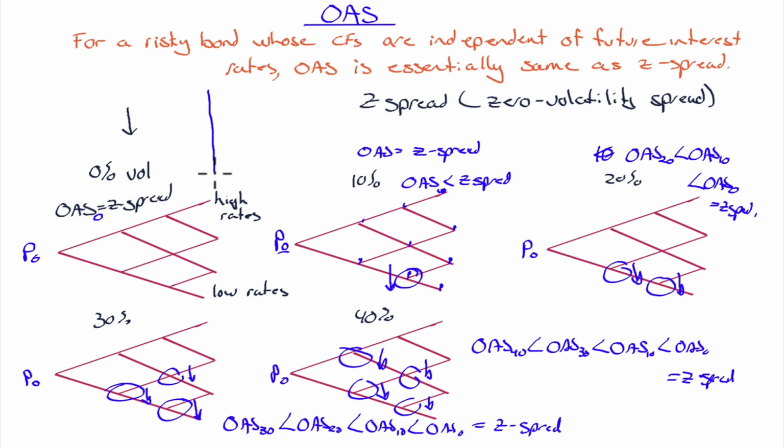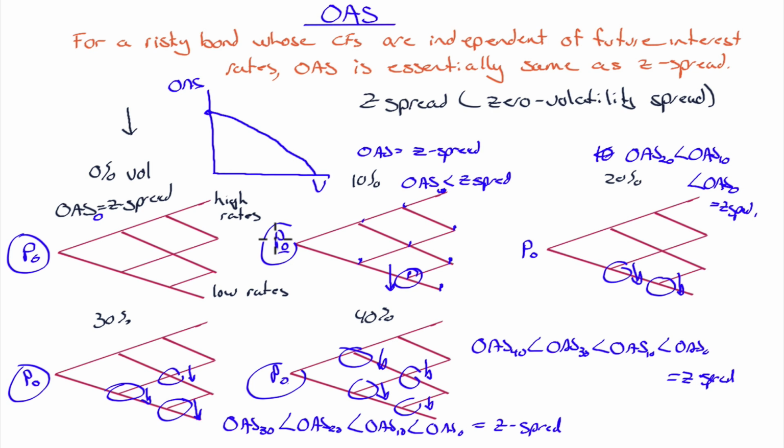So if we drew a graph of volatility and the OAS, at zero volatility we have an OAS here. But as volatility increases, the OAS spread, as I've shown you, drops. Why? Because if you're forcing the price down at all these different nodes, you need a lower and lower rate to continually recover the price.